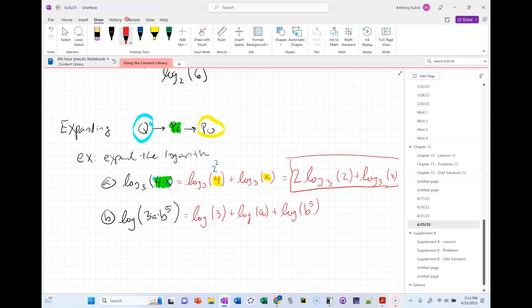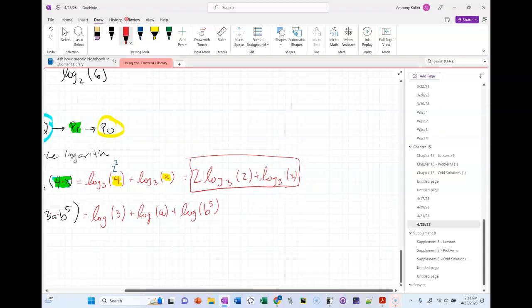How about log of a? Any power property going on there? No, because it's just to the first. Okay. How about log of b to the 5th? Yes.